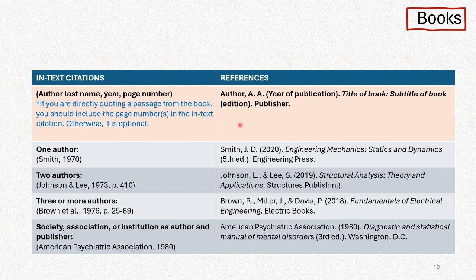So first, list the authors, write the author last name, comma, and then the initial of their remaining names, dot. And then you write the year of publication in parentheses, dot, and then write the title and subtitle of the book in italic. So the edition, write in parentheses, and then finally write the publisher. So you can see these are the examples of the references for a book.